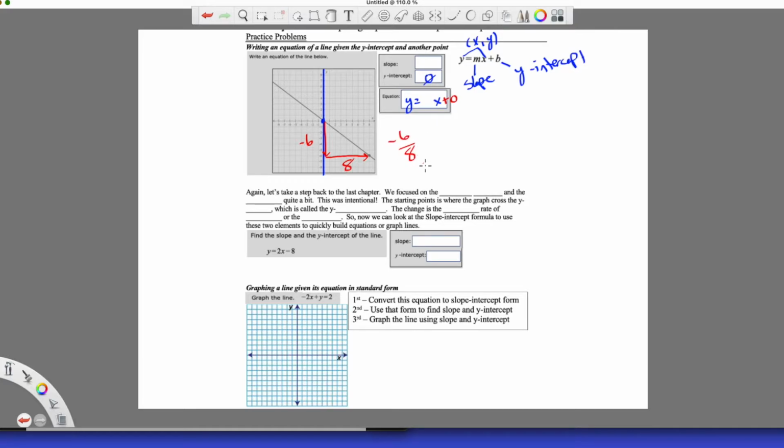Now, they're going to want you to simplify this, because 6 and 8 can both divide by 2, like this. So I'm going to get -6 divided by 2 is -3. 8 divided by 2 is 4. So my slope is -3/4. So I just plug this in, like this, and now I have my equation as well. So it's -3/4 times x plus 0.